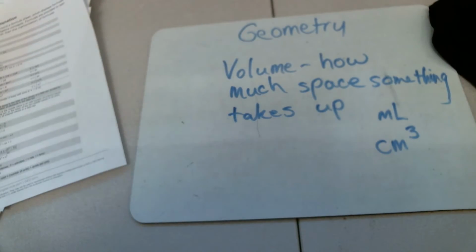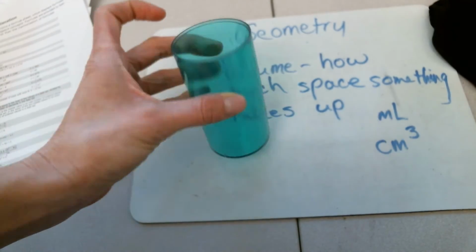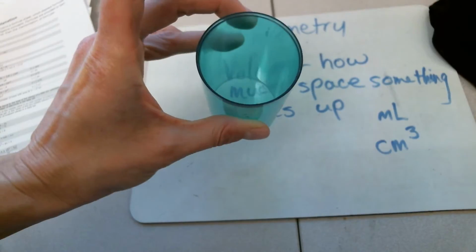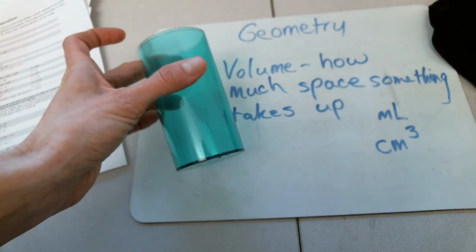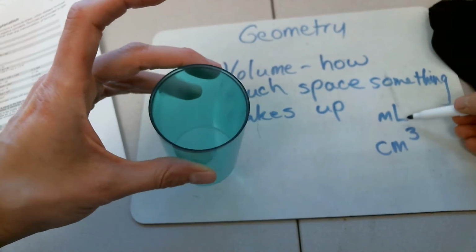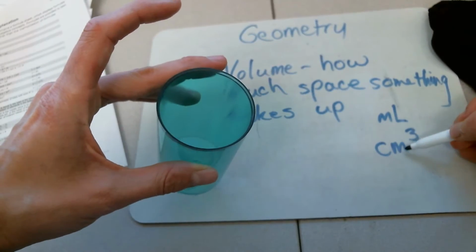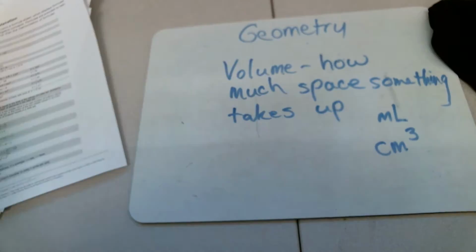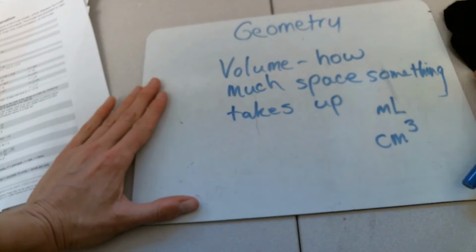So what we're looking at is how much space an object takes up. If I filled this, how much stuff would I have to put inside of there? Okay. So we could fill it with water and then measure the milliliters, but we can also calculate it if we know the measurements. Okay. So that's what we're going to look at today.